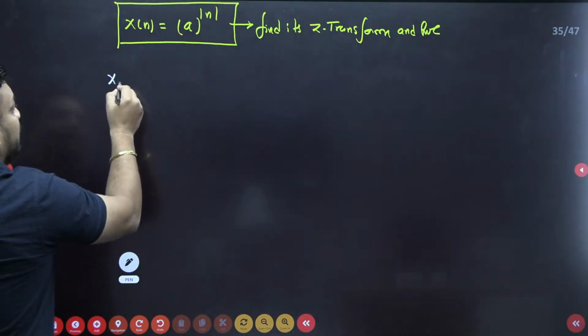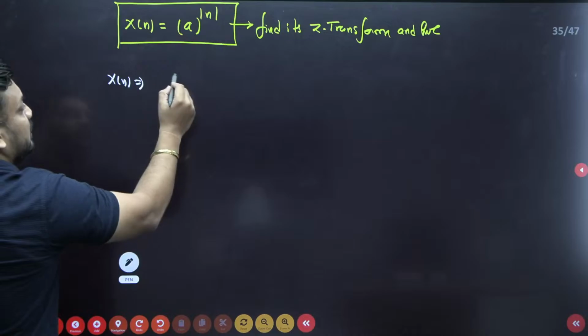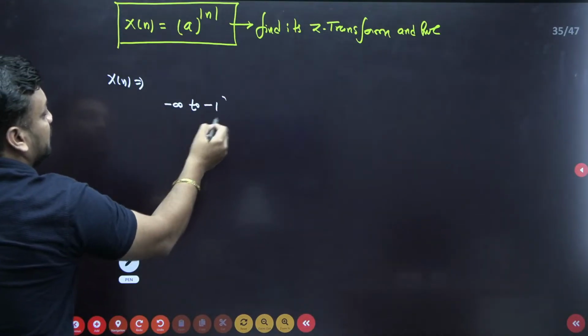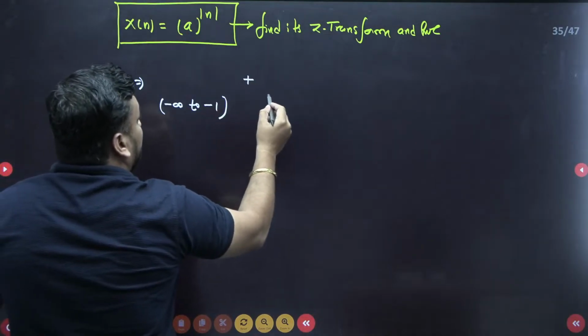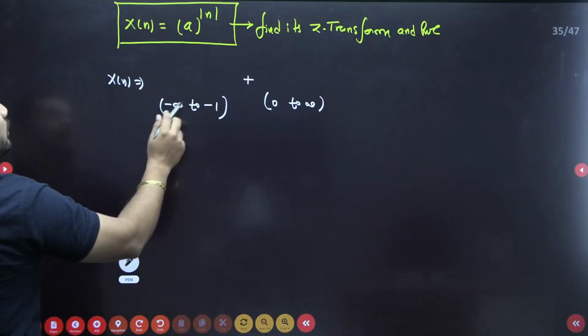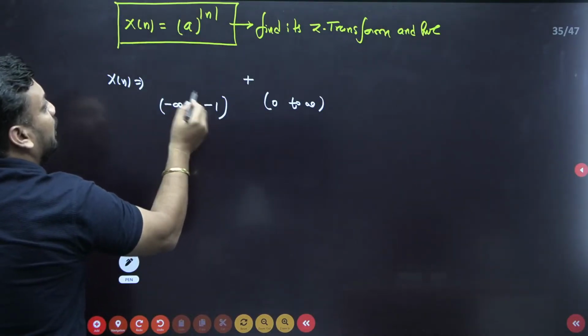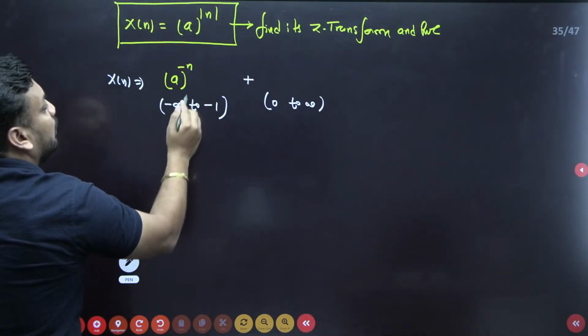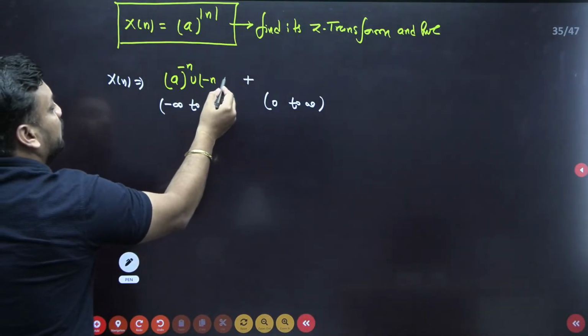So can I write like this? If I take the first limit as a, from minus infinity to minus 1, and the second limit as a from 0 to infinity. From minus infinity to minus 1, n is negative, so I should write a to the power minus n, and because of this, u of minus n minus 1.